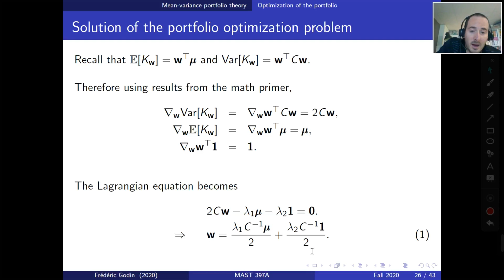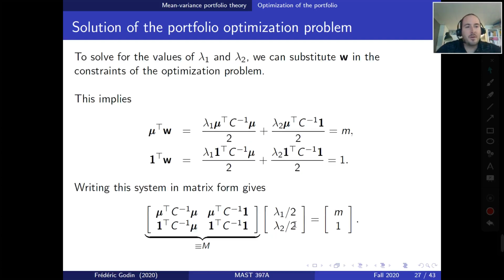So are we done now? Because this seems to be the solution. Well, we're not done yet because we don't know what the values of the Lagrange multipliers are at the optimal point. So this is what we're going to do next: identify the values of lambda 1 and lambda 2.